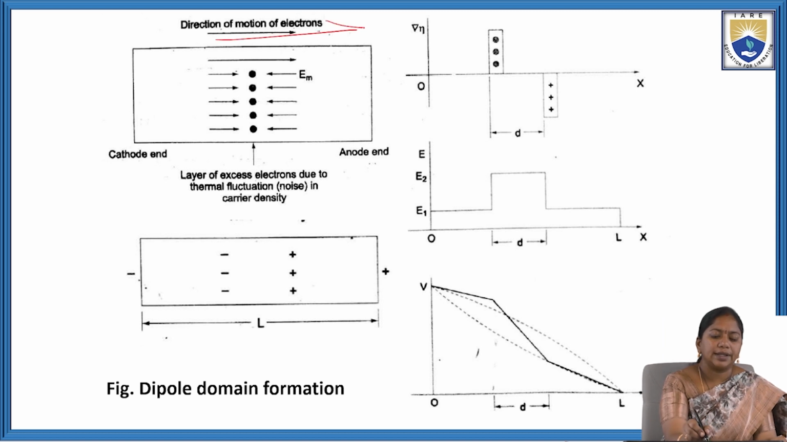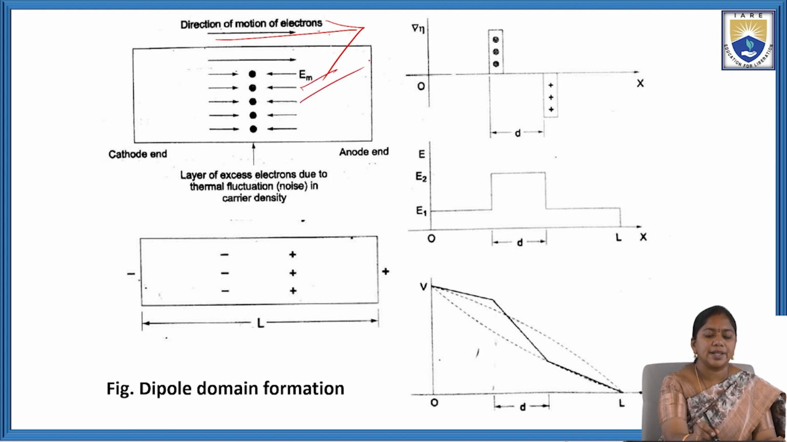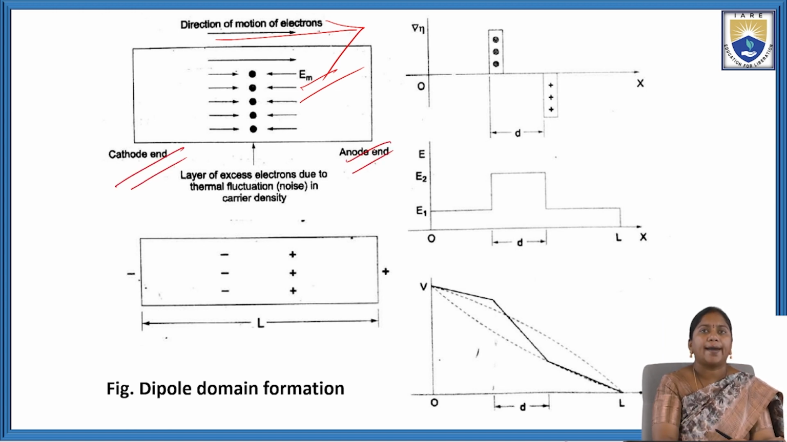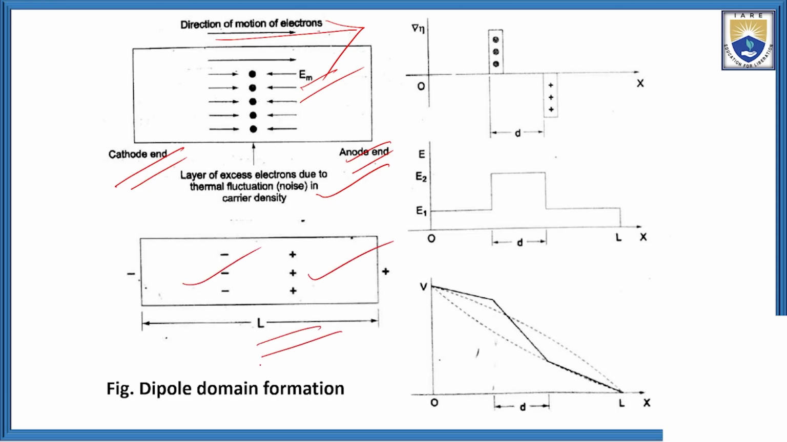Here, this is the direction of the motion of the electrons. Here, the maximum electric field is applied in this direction. So this one is the cathode end, this one is the anode end. So the layer of excess electrons forms due to thermal fluctuations or noise in the current density. These are the negative charges, this is the positive, and this is the length. So this is called the domain formation.